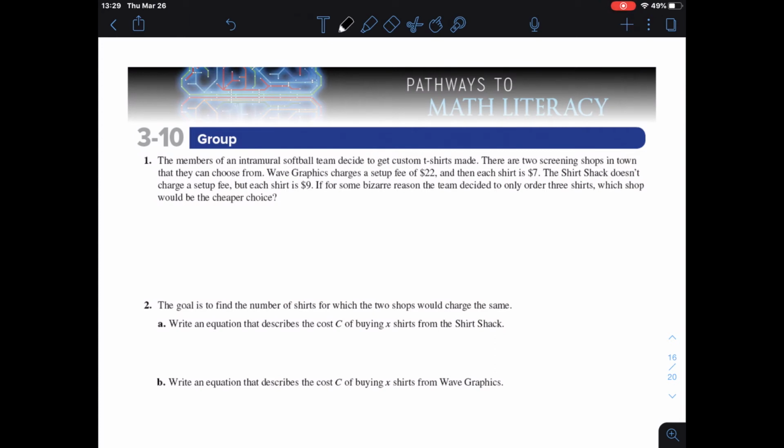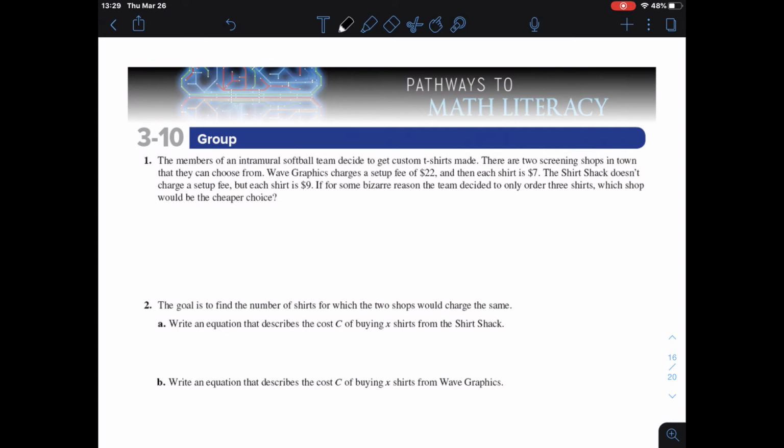The members of an intramural softball team decide to get custom t-shirts made. There are 2 screening shops in town which they can choose from. Wave Graphics charges a setup fee of $22, and each additional shirt is $7. Shirt Shack doesn't charge a setup fee, but they have a higher cost, which would be $9 per shirt. If for some bizarre reason the team decides to order 3 shirts, which shop would be cheaper?